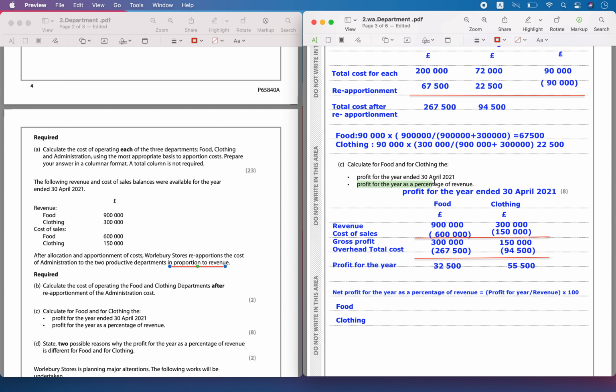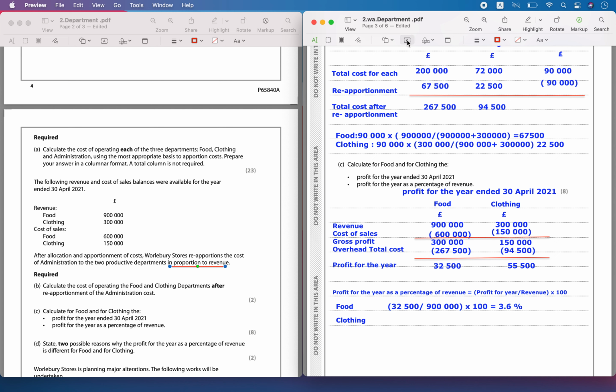Next they are asking, part B here, profit for the year as a percentage of revenue. The formula is profit divided by revenue times 100. Let's calculate it for the food. The profit was 32,500 divided by the revenue of 900,000, times 100. That is equal to 3.6 percent.